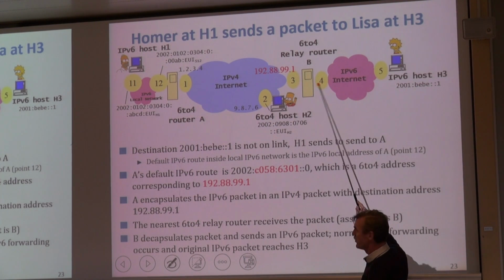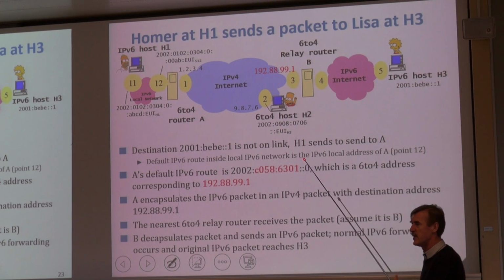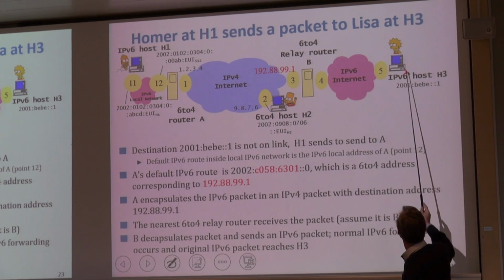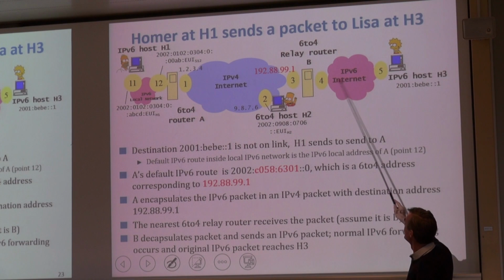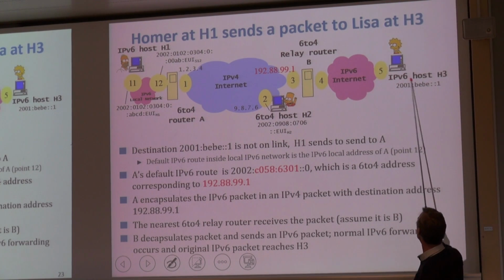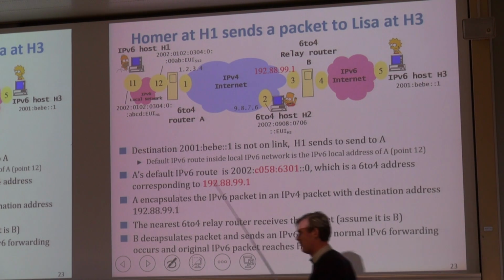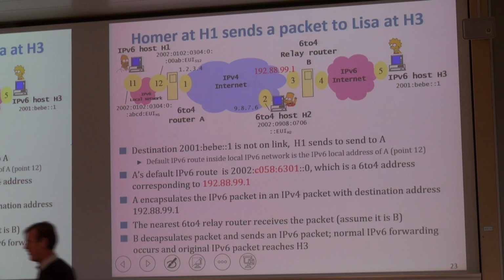So B will do the job as usual, look at its routing table. Now B is on the IPv6 internet, and so is H3. So routing at B will take care of sending it to the correct next hop until it reaches H3. Voila, this is how all the things will fit together.